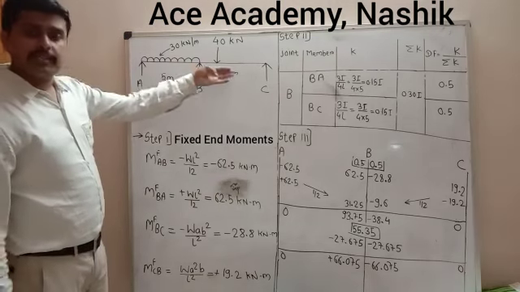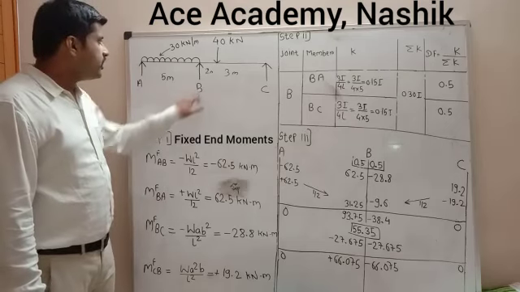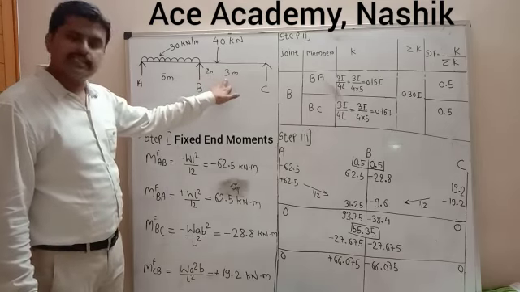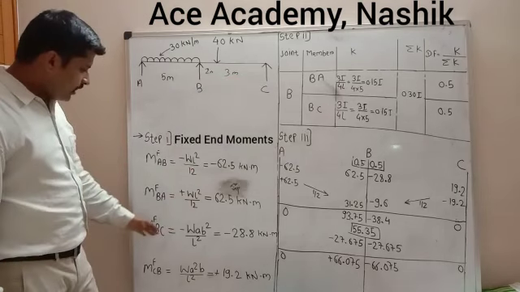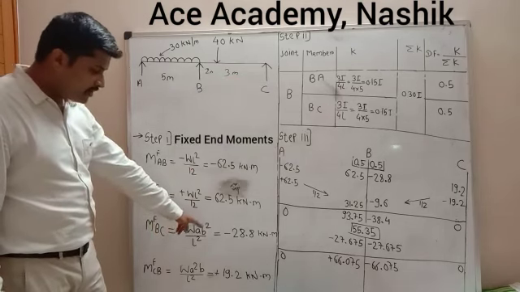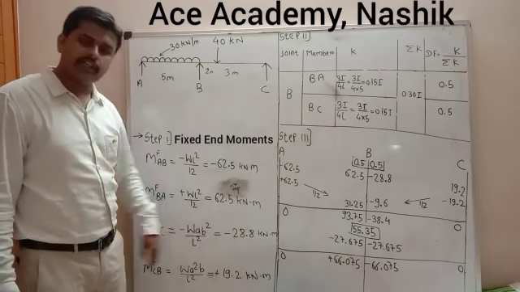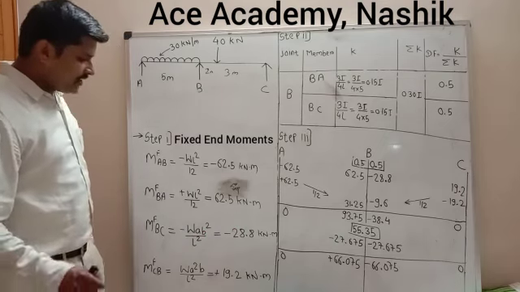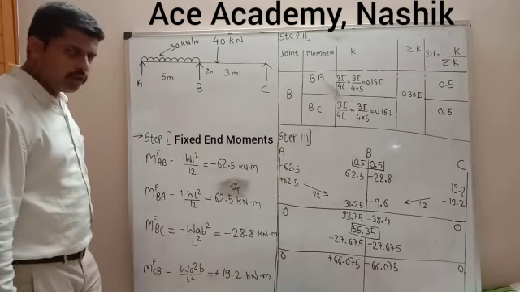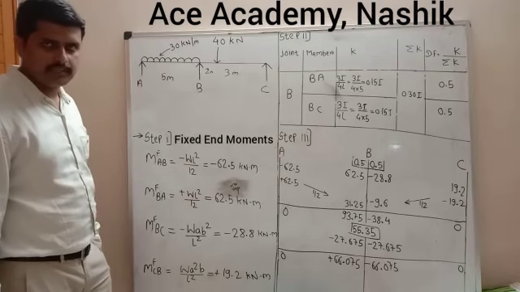Now, span BC consists of an eccentric point load of 40 kilonewton. So here a is 2 meter, b is 3 meter, and total length is 5 meter. So the formula will be minus W a b square upon L square for BC, which we get as minus 28.8 kilonewton meter, and for CB it is plus 19.2 kilonewton meter. So these are our fixed end moments.